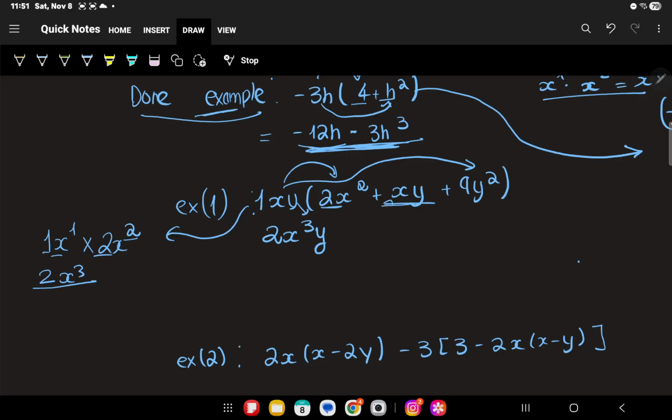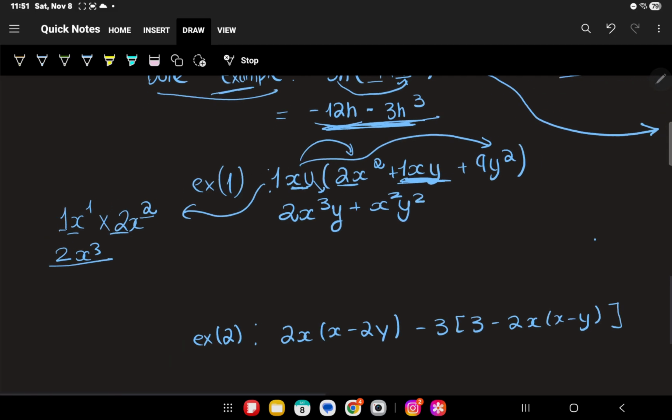Now we want xy. So xy times xy, this is a 1 here. So xy times xy, that is just x cubed y cubed. The y squared, I'm sorry.